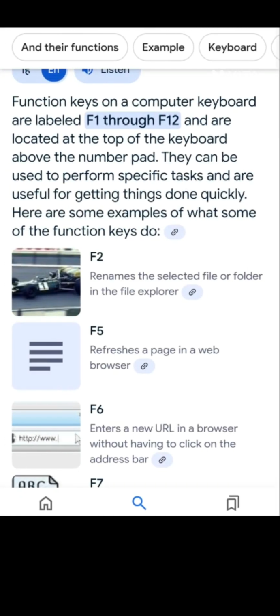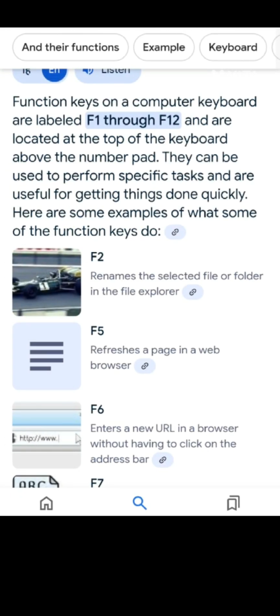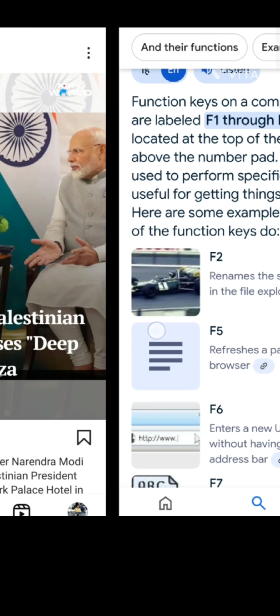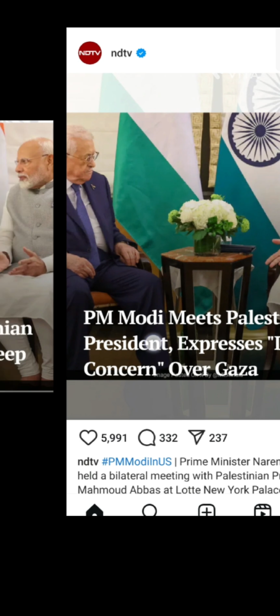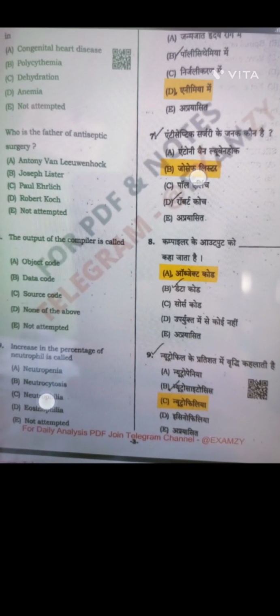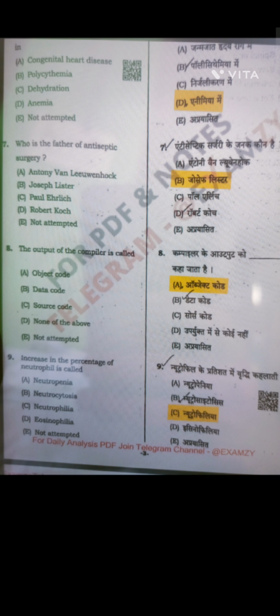Function keys on computer keyboards are labeled from F1 to F12 and are located at the top of the keyboard above the number pad. They can be used to perform specific tasks and are useful for getting things done quickly. Here are some examples of what the function keys do. So now the next question: the output of the compiler is called object code.